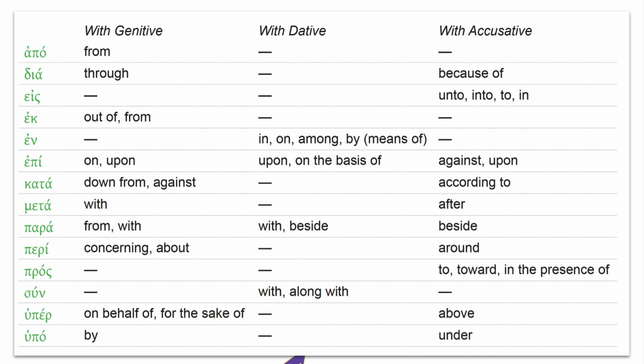Ace is always unto, into, to, which is always with the accusative. We also have en in these verses, which is always with the dative. And then kata, in this case, it was against or down this steep slope, but sometimes it means according to, like the Gospels according to Matthew, that would use kata.